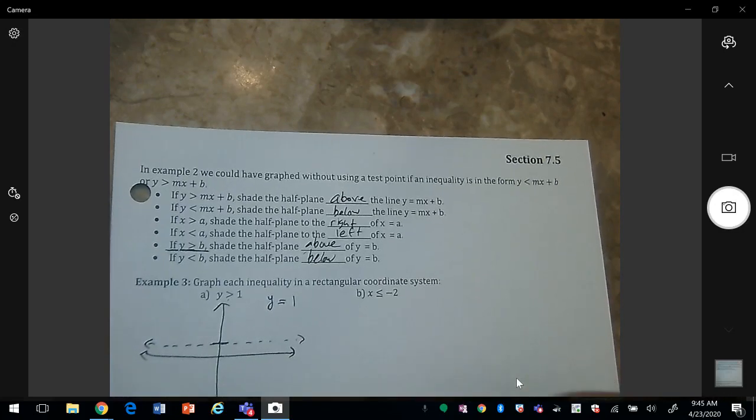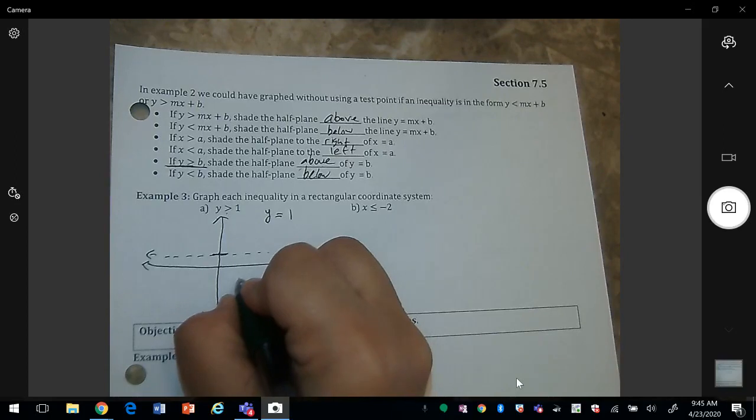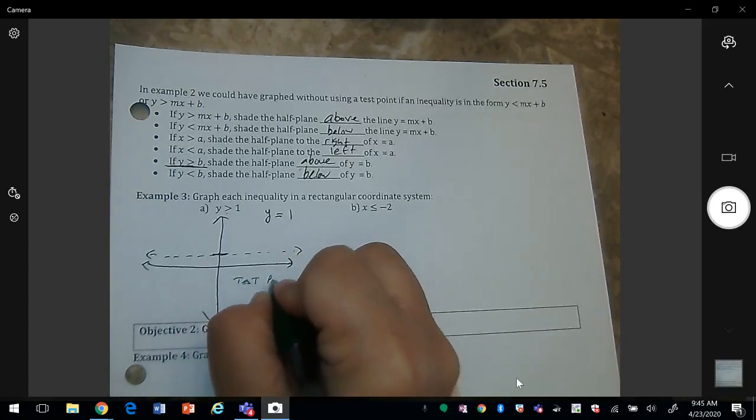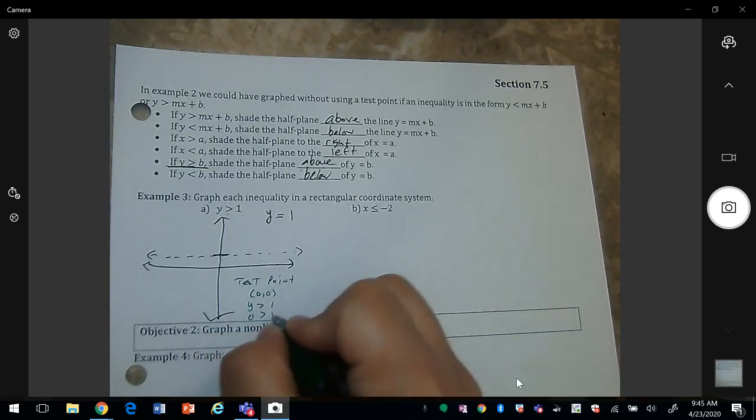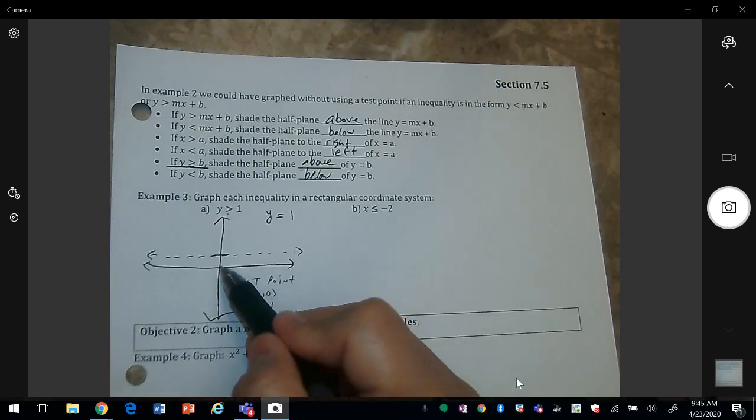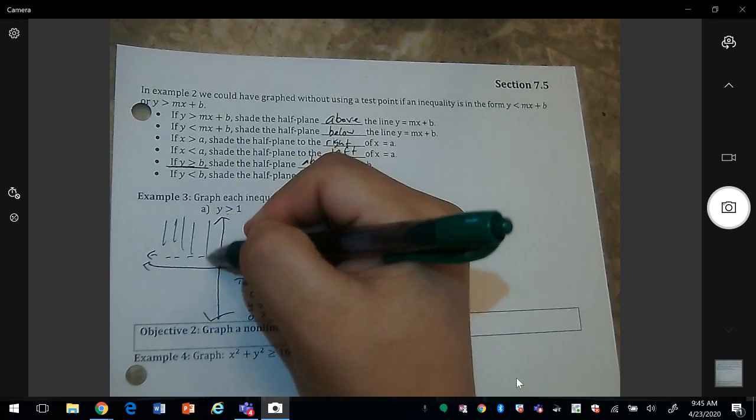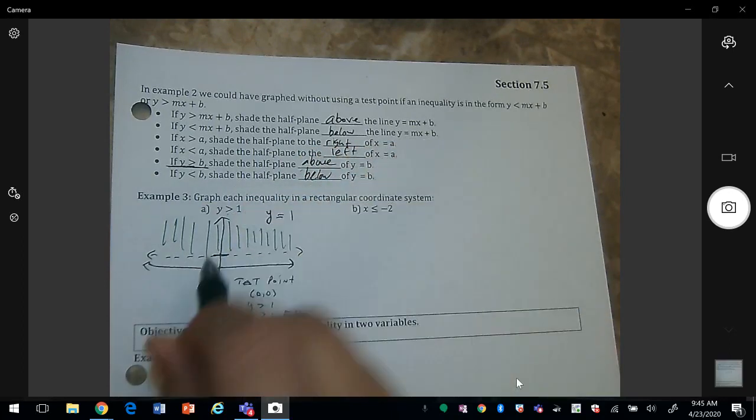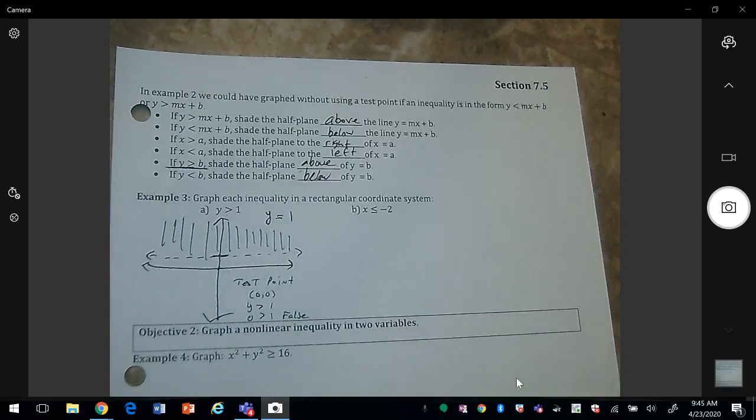Again, if you're more comfortable, you can choose a test point. So I'm going to pick a test point here of 0, 0. 0 is greater than 1. This is a false statement. So my test point is here, and it's false. That means we're going to shade above. And notice that in this statement up here, it did tell us to shade above.